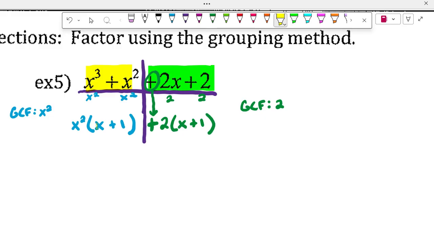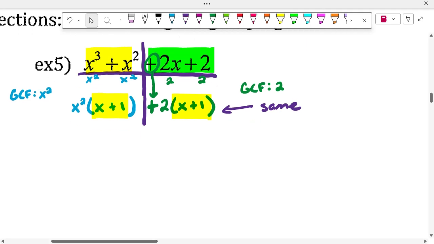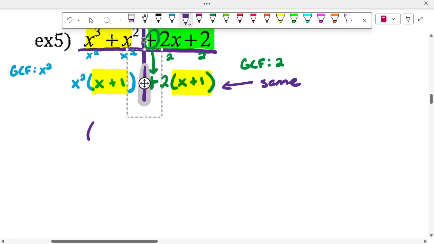Now, we know we're correct if these two bubbles are exactly the same, signs and all. We know we did it correctly. Those bubbles are exactly the same. Also, whatever is in both of the bubbles is also one of your factors. So one of our factors is going to be x plus 1.